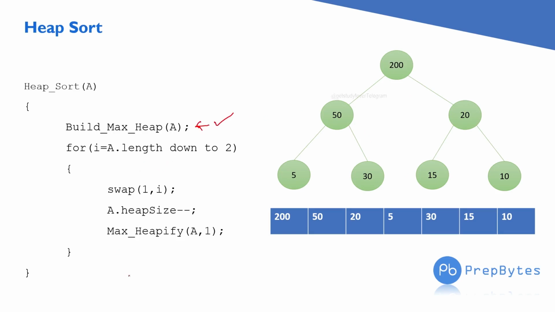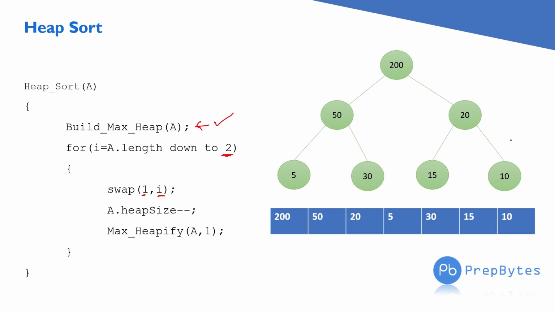Now the next step is a for loop, and in this for loop what is happening, from the length of the array, that is the maximum size of the array that I have right now, that is 1 2 3 4 5 6 and 7, from 7 to 2. Why to 2? We will see why till 2 only, why not till 1. Okay, from 7 to 2, what we have to do is swap the first element with the I element.